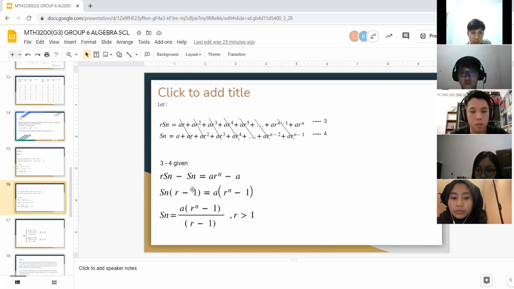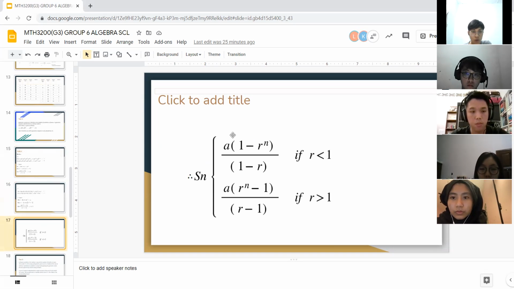So we just factorize the Sn and the a, and the r minus 1 we can move to the right side so that the left side becomes Sn. So this is for r bigger than 1. So at last we get these two formulas for r smaller than 1 and r bigger than 1.